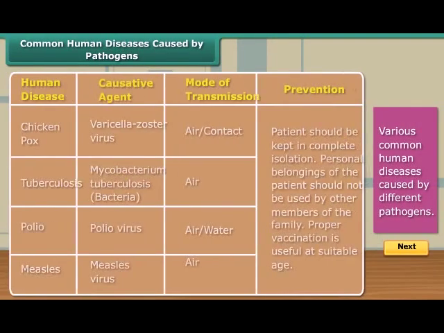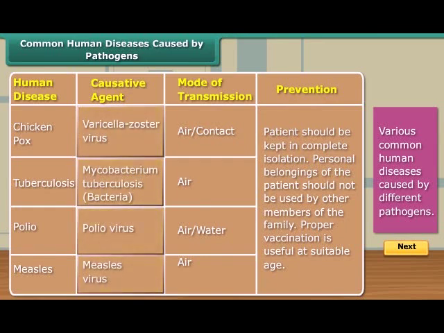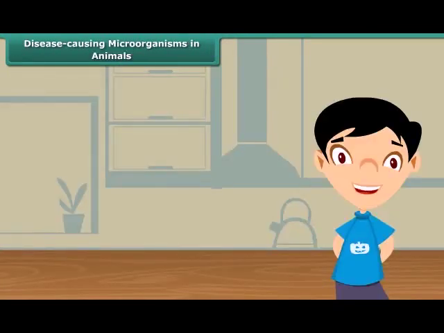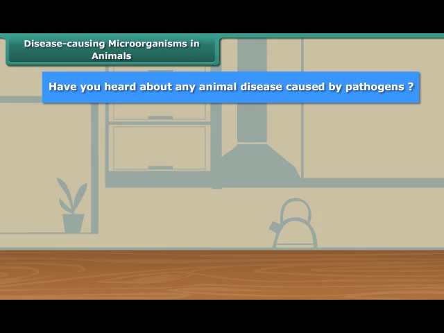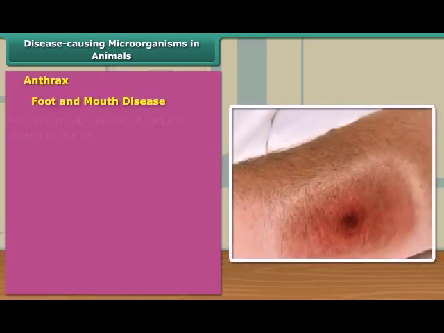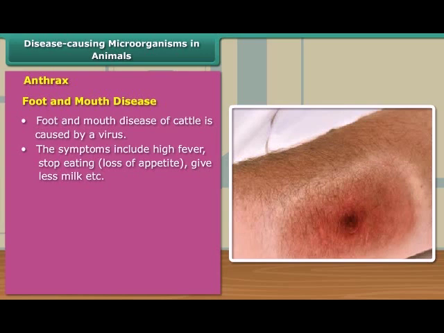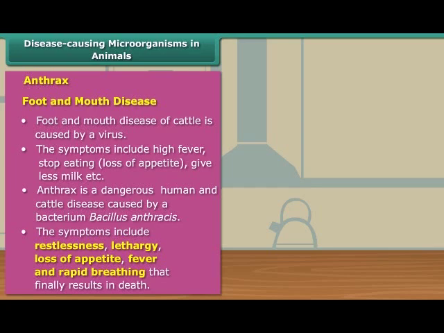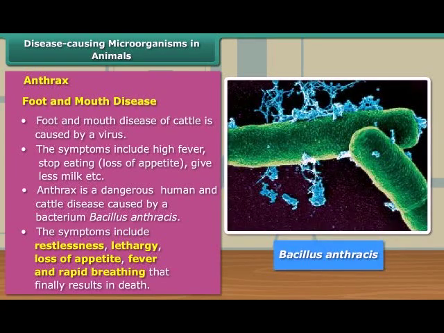Here is a list describing various common human diseases caused by different pathogens. Now let's move on to our next topic that discusses diseases in animals. Have you heard about any animal disease caused by pathogens? Anthrax and foot and mouth disease are common examples of animal diseases. Anthrax is a bacterial disease caused by Bacillus anthracis, while foot and mouth disease in cattle is caused by a virus.